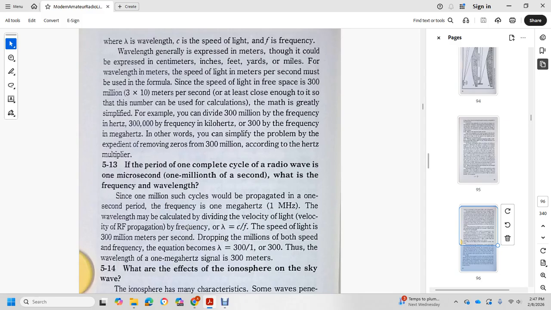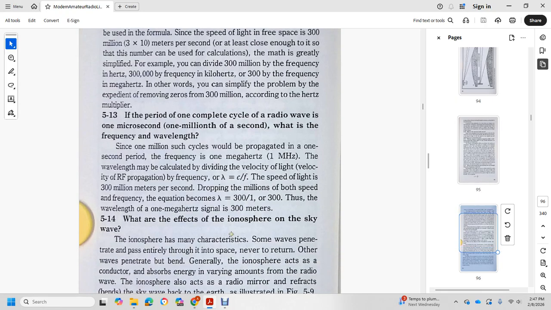If one complete cycle of a radio wave takes 1 microsecond, one millionth of a second, then one millionth of a second per cycle means a frequency of 1 megahertz. The wavelength is calculated by dividing the velocity of radio waves by the frequency. The wavelength equals the speed of light, 300 million meters per second, over the frequency. Dropping the millions from both the speed and the frequency, the equation becomes 300 over 1, or 300, so the wavelength of 1 megahertz is 300 meters.